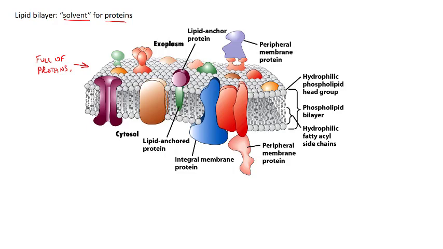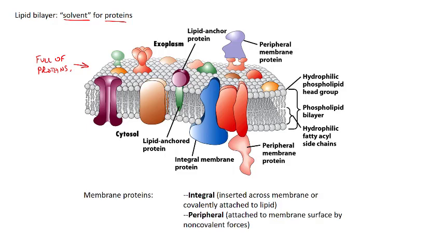In some cells and in some organelles, there are membranes that are actually more protein than they are lipid. There's just enough lipid in there to sort of glue everything together. So this is kind of a busy diagram here. I want to introduce to you the concept that there are two different broad classes of membrane proteins: integral and peripheral membrane proteins. We're going to talk about each one of these separately.